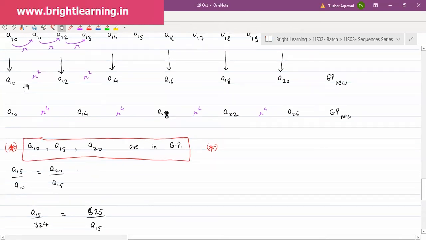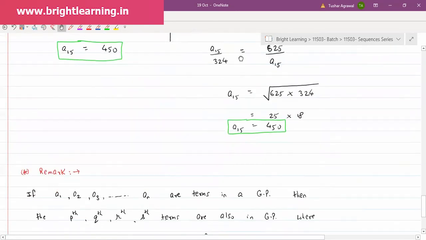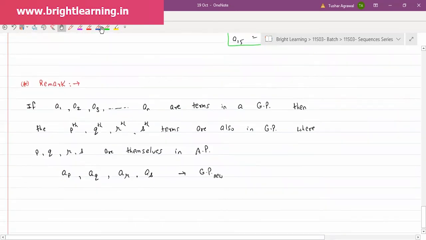There is a difference between 10 and A10. 10 is a number and A10 is the 10th term. 10, 12, 14, 16, 18 as numbers are in arithmetic progression, and A10, A12, A14, A16 are in geometric progression. They are not equally spaced on the number line, while 10, 12, 14, 16, 18, 20 are equally spaced on the number line. Got it, Dhananjay? After I take the screenshot of the remark, I will scroll down for you.